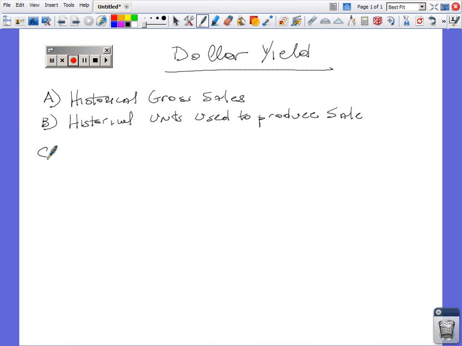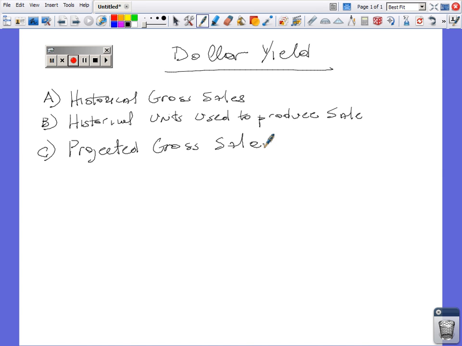And then for the projection purpose we will need the projected sales, or projected gross revenue. We will use A and B to calculate the relation between unit and sales, and then take that answer to determine how many units we would need to create the projected sales.